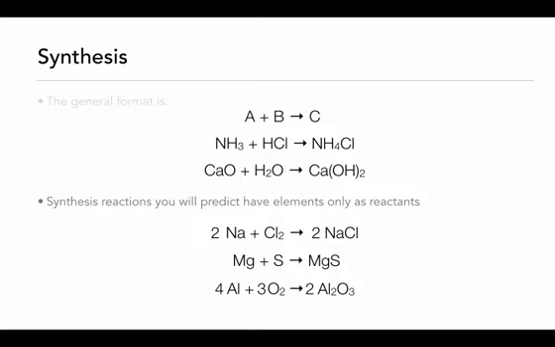The ones that you're going to have to predict are going to involve elements, and those two elements are going to combine to form one compound. The only thing that you need to do is make sure that you have the charges for each of the elements balanced correctly in the formula to make the product correct, and then balance the reaction at the end.